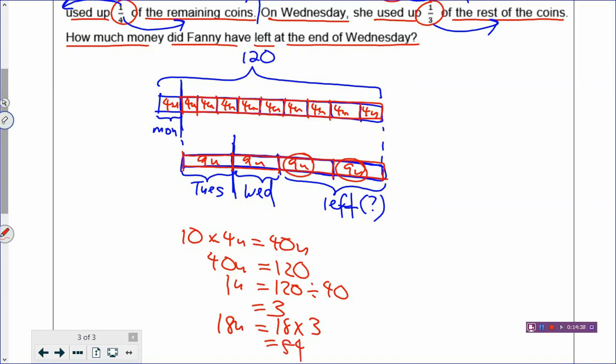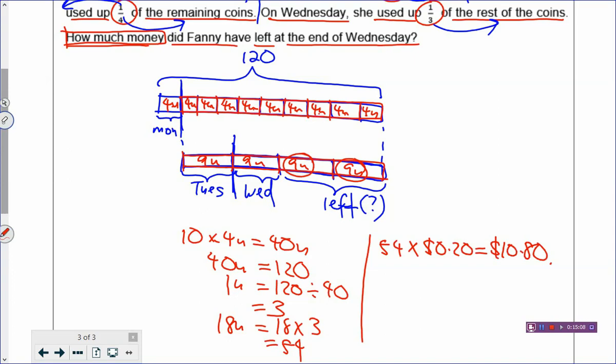Now, this is not the answer. This is the 54 coins that Fanny has left. But you're asked to find how much money, which is the value. So how much is all the 54 20-cent coins that she has left? So 54 times 20 cents. So how much is that? So you will take your calculator, 54 times 0.20, and she has $10.80 left at the end of Wednesday.